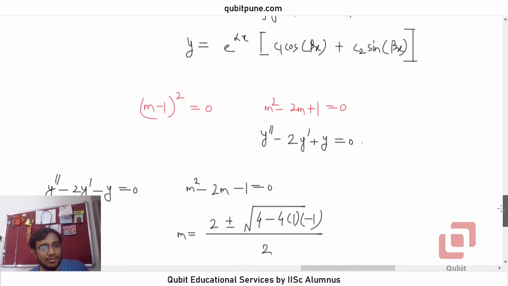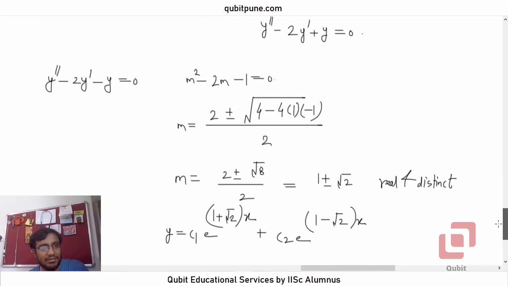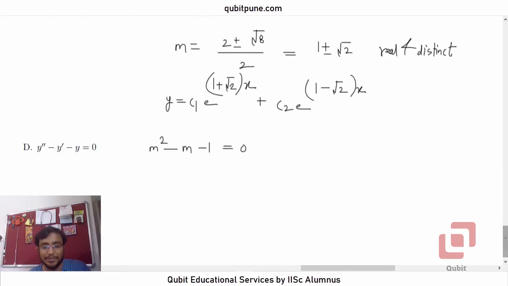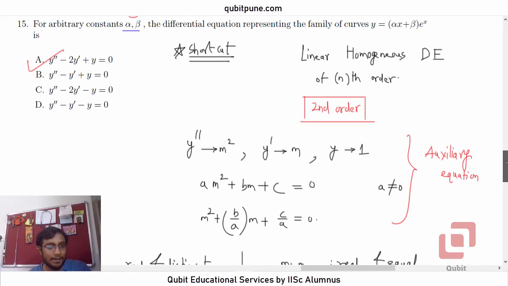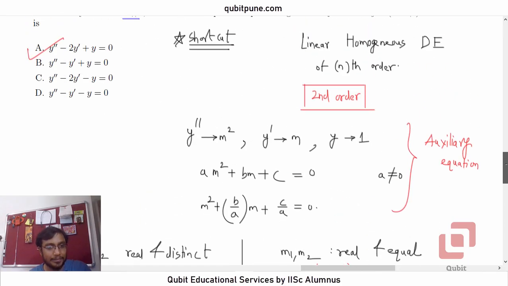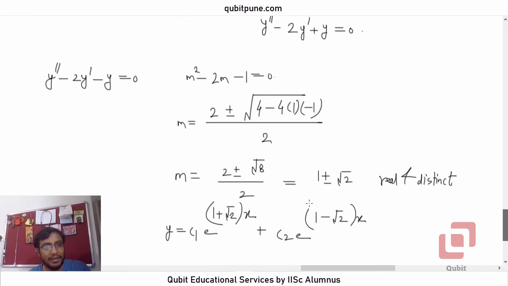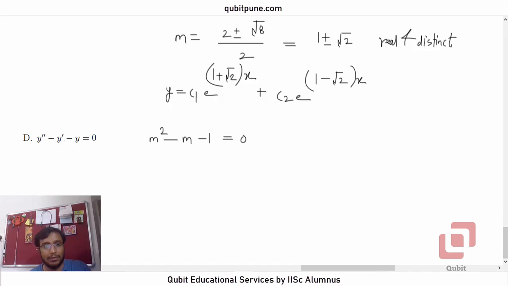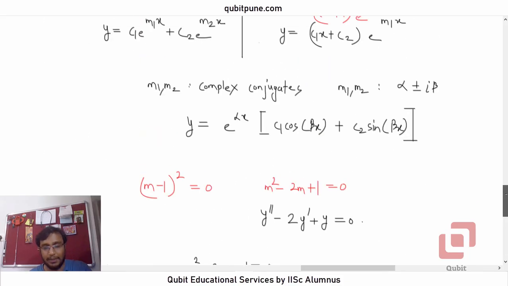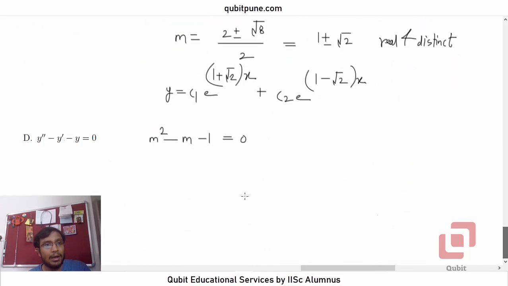Which option did we consider now? Considered C, I guess. Okay, let's consider B now, because it has a plus y. So y double prime minus y prime plus y equal to 0. So that's B.